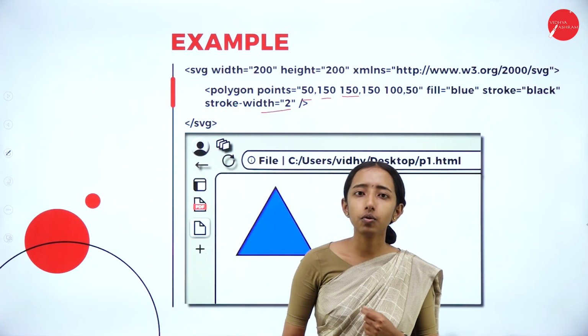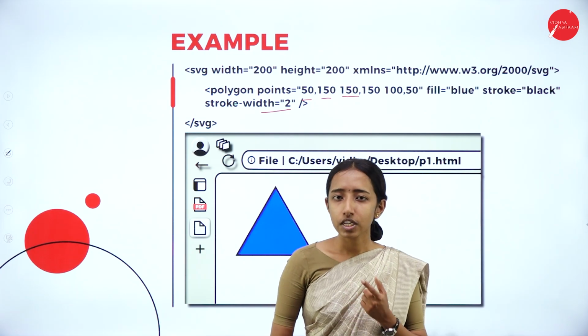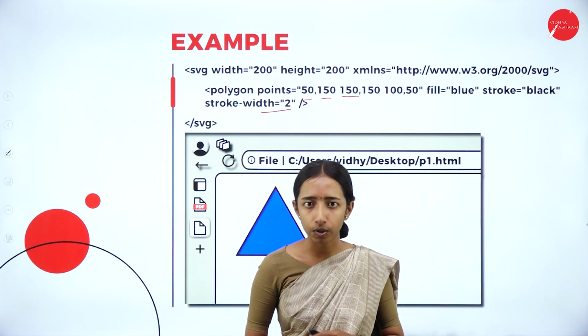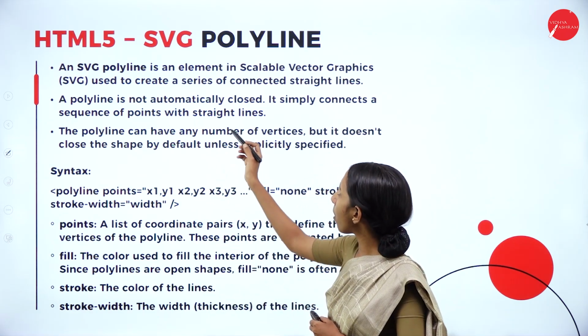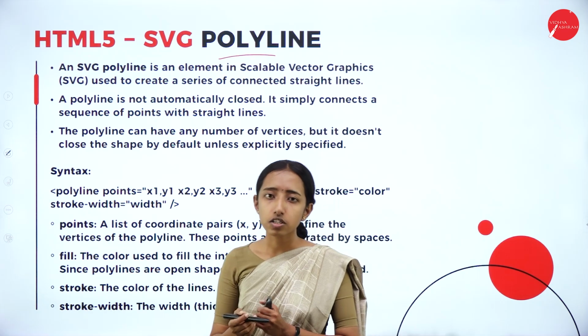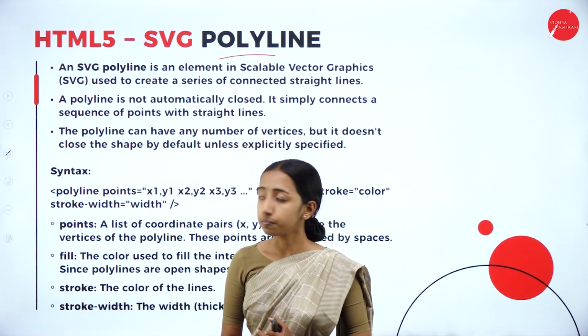So now we have learned how to draw a polygon. We will be using the polygon element with the SVG and its attributes. Next, you will be learning about the polyline. So how can we have a polyline, and how does it differ from the polygon?